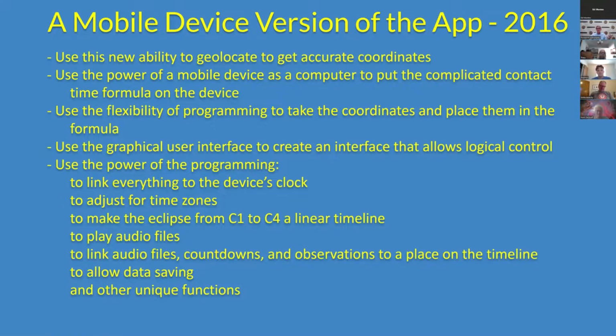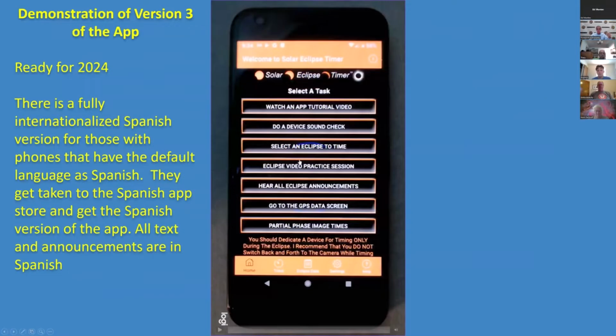You had the ability to custom make a user interface so you can have some logical control of everything. And then with the power of programming of these devices, you could link everything to the device's clock. You could adjust for time zones. You can make C1 to C4 a linear timeline. You can put audio files in it, and then link the audio files to the countdowns and observation announcements on the timeline, and of course have data saving and other functions.